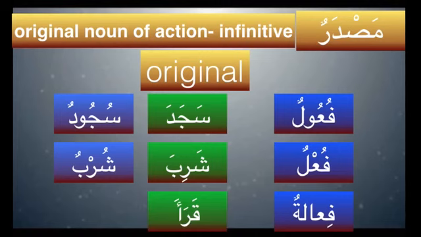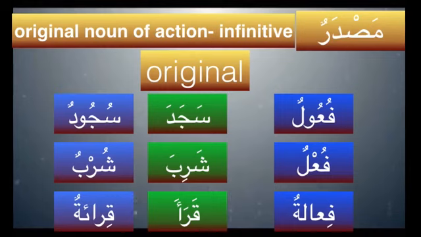Fi'alatun, for example, qara'a, qira'atun. So these are the patterns of the masdars which have the original letters from the verb, and that is turned into a noun, and it can have all the characteristics of the noun. So we're going to learn another type of masdar. There's another type of masdar which is called al-masdar al-muawwal. So this is what we're going to learn today, inshallah.